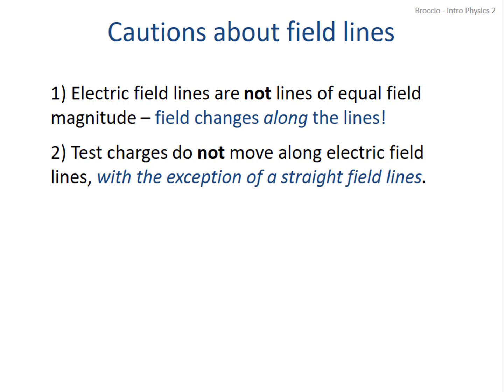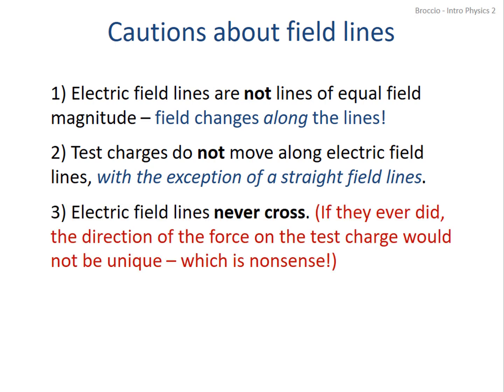Also, field lines are not like streamlines in a fluid. Test charges do not move along them, the only exception being when the field lines are straight. Electric field lines can never cross. In fact, the force the test charge is subject to would not be unique if there were two possible directions of electric field at a given point. That, of course, would make no sense.